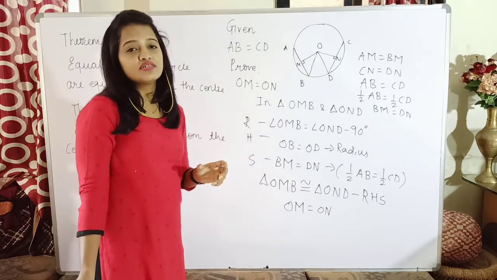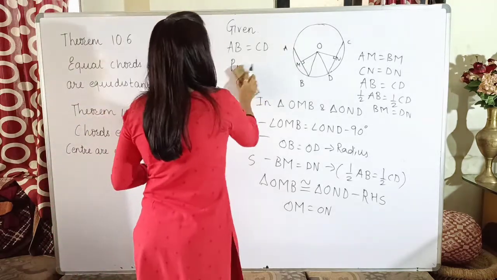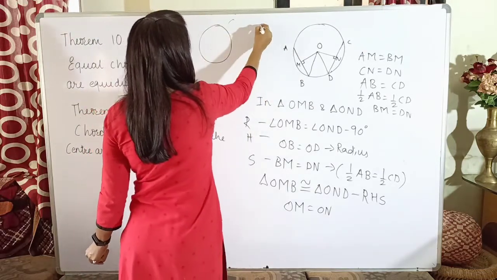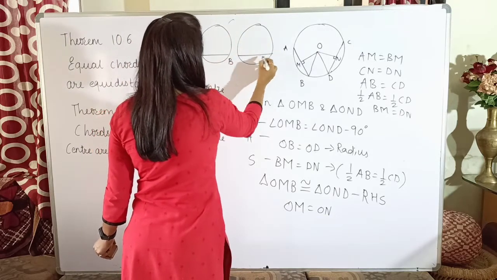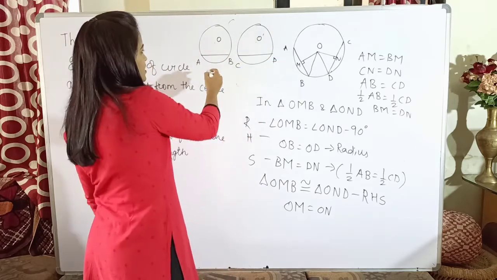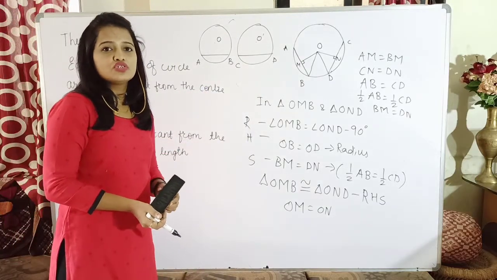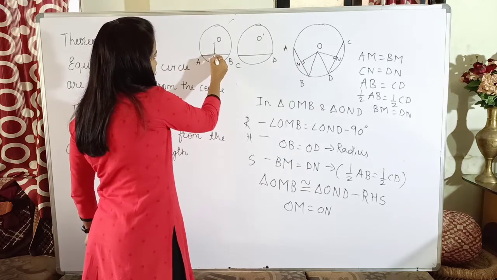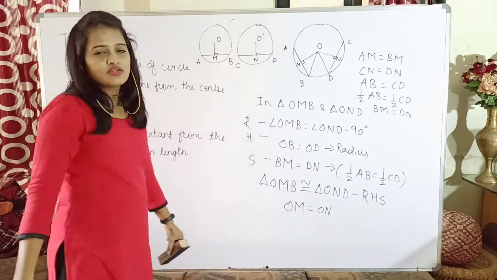I take two congruent circles and the two chords are present in two different circles? Yes. For example, suppose I am taking this one circle and this is the other circle. Both are congruent, and AB I am taking in this circle, whereas CD I am taking in the other circle. Again, O, let us name it O dash. Now, will these two chords also be equidistant from the center? If I draw OM and O dash N, does it mean OM and O dash N are also equal?